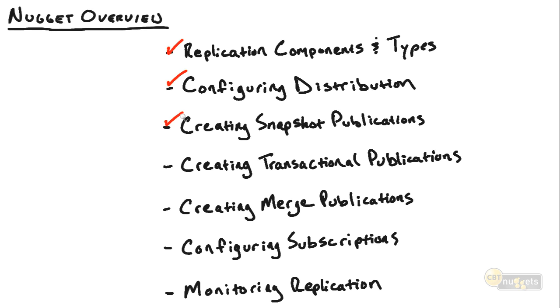Then we'll learn how to work with each type of replication. We'll create snapshot publications, transactional publications, and even merge publications so you can get a feel of how each type of replication works when it comes to setting it up. Then we'll take a look at how to configure our subscribers and set up subscriptions that can download our publications and synchronize the databases. And at the end, we'll take a look at how to work with the replication monitor to monitor replication and ensure that it's functioning as it should.